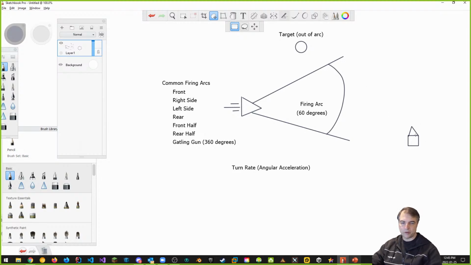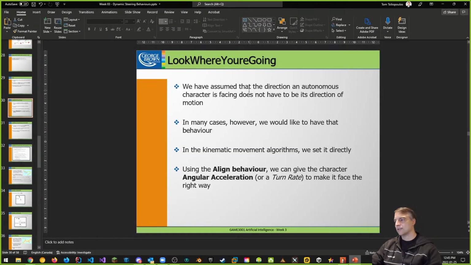Because it won't look realistic if the missile does what I said, which is this. Missiles don't do this, all right? That doesn't happen. Missiles keep in mind the thrust that they have, and wherever the thrust is pushing them, that's the direction they're going to go, to make it look more realistic. So that is look where you're going, and we have to keep in mind those two things.